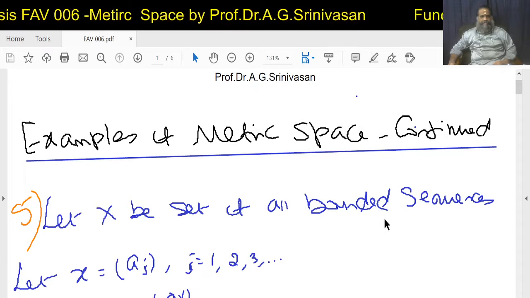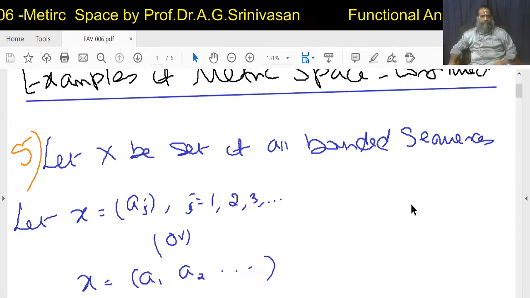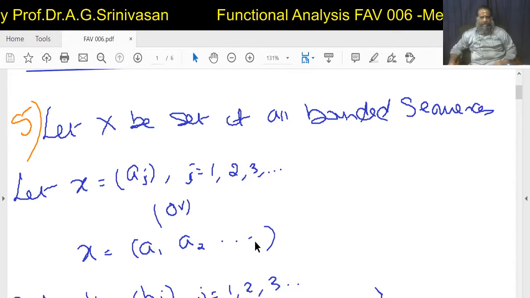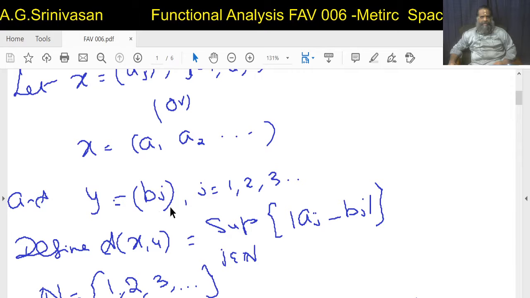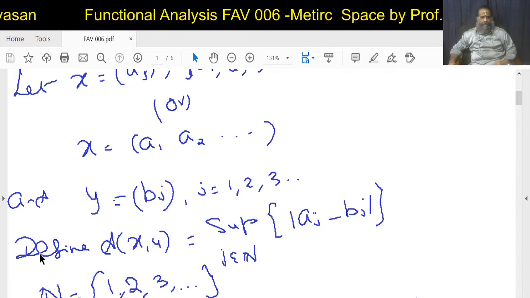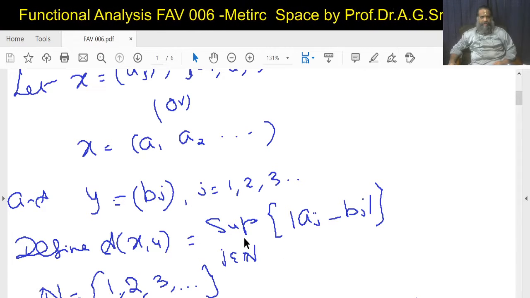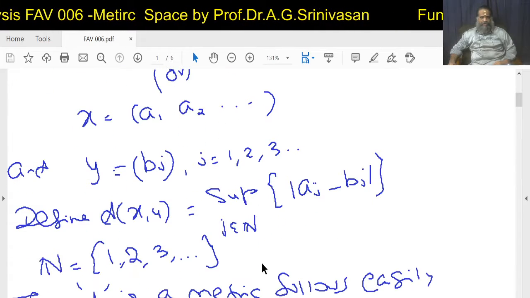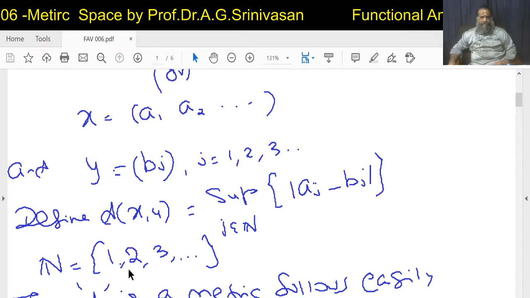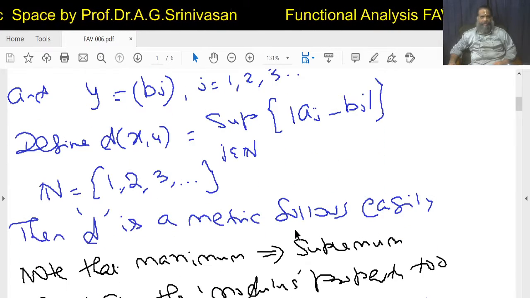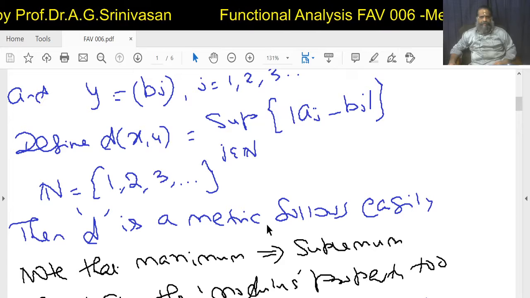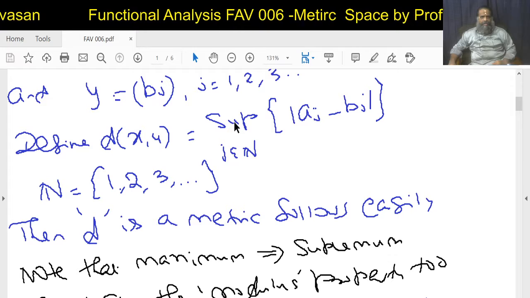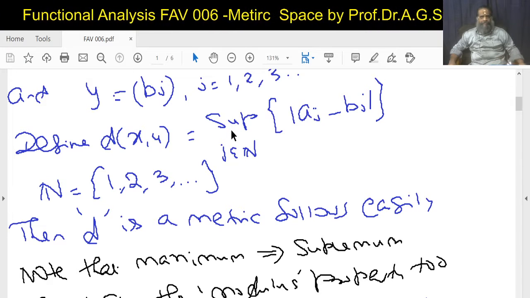Let us continue with examples of metric space. Let X be the set of all bounded sequences, X = (a_j), that is a1, a2, a3, etc., and Y = (b_j), j = 1, 2, 3. Define d(x,y) as the supremum of |a_j - b_j|, where j belongs to N, the set of all natural numbers 1, 2, 3, etc. Then d is a metric. It follows easily using the fact that the supremum behaves like a maximum.